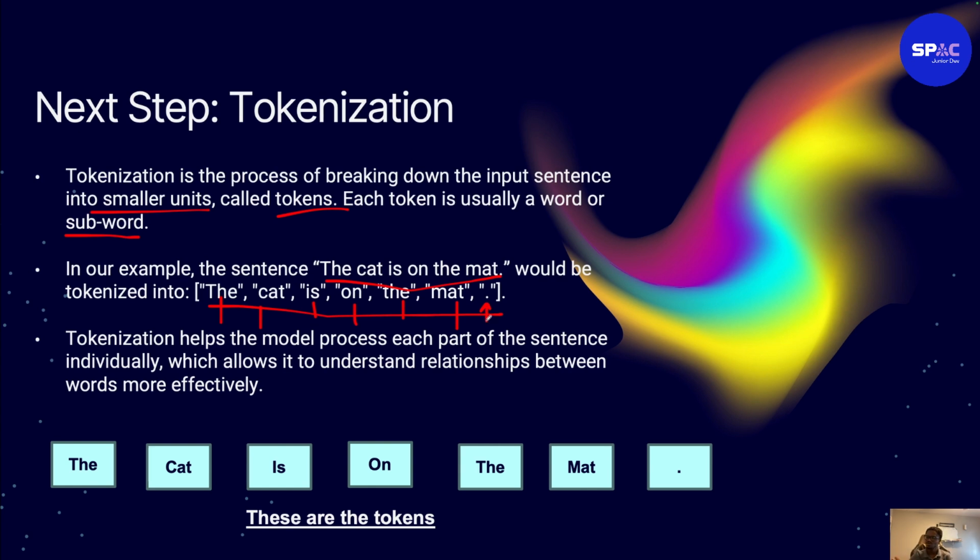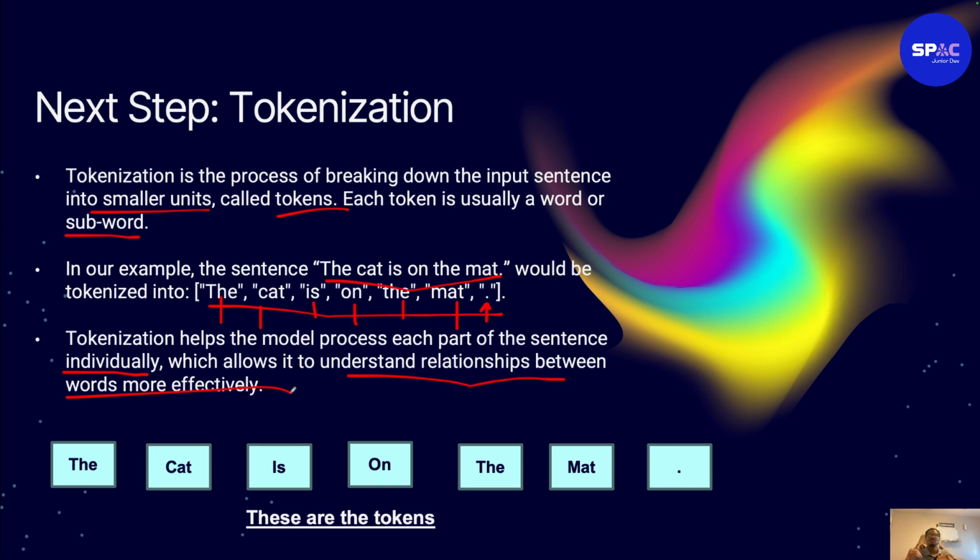So why do we need to tokenize? Because it's just breaking things down. Tokenization helps the model process each part of the sentence individually, right, which allows it to understand the relationship between words effectively. So the transformer will break down a sentence into words, and then try to understand how those words relate to each other.